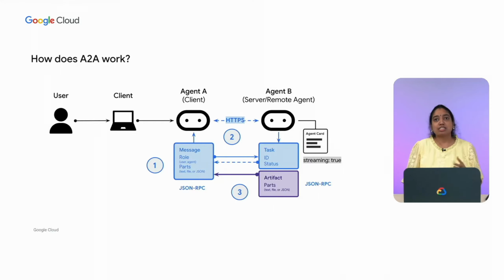If the request is complex, we don't want to block the connection. Instead, the backend managed by the agent executor creates a task, and agent B immediately returns a task ID and status, allowing the client to track the life cycle from submitted to completed asynchronously. Finally, we have the artifacts and streaming. The results are delivered as artifacts. So to improve the user experience, we support streaming.